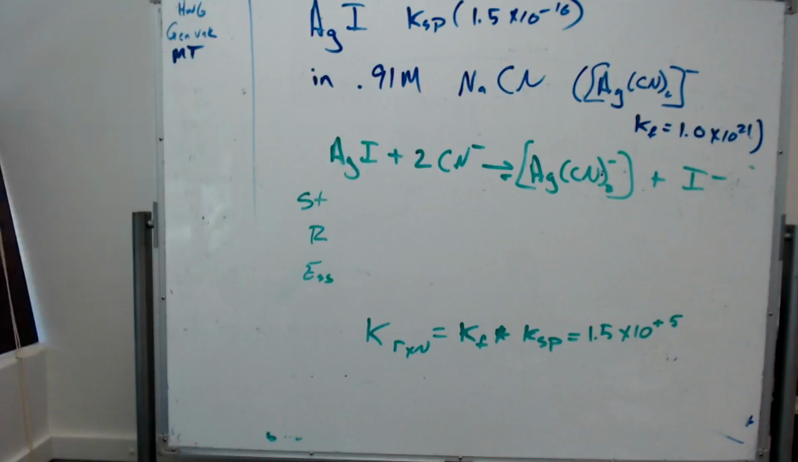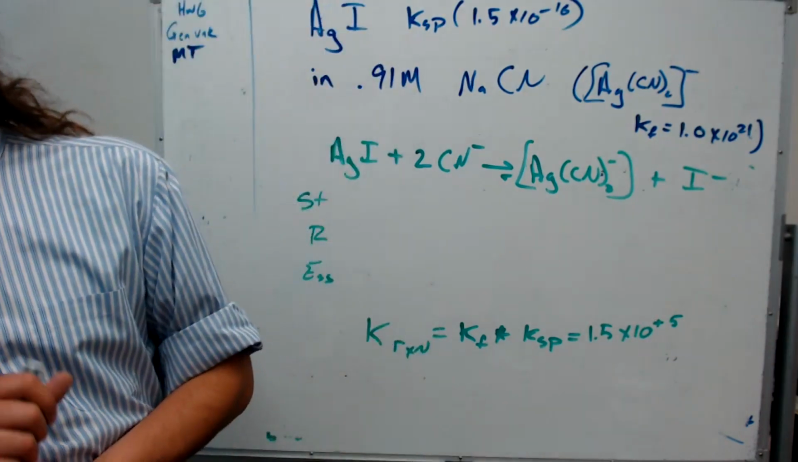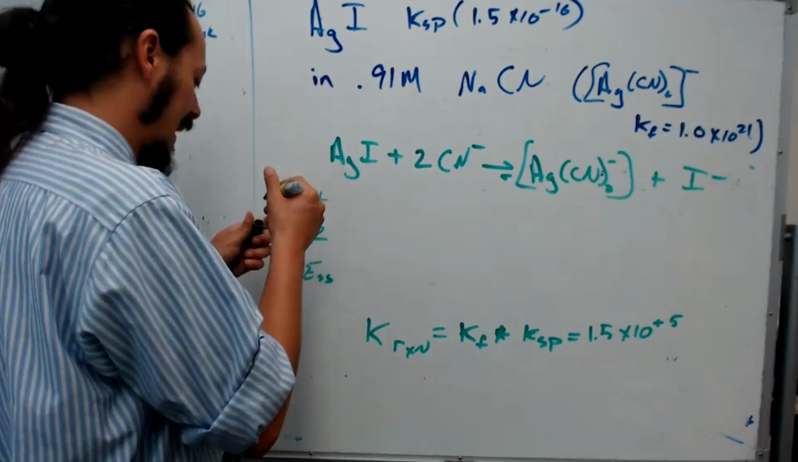1.5 times 10 to the positive 5. Very product favored. So that means when I look at this, this is going to be essentially stoichiometry.